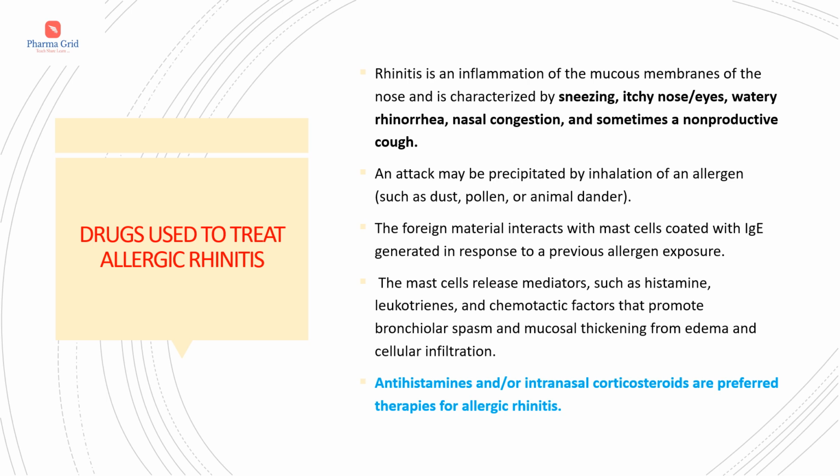An attack may be precipitated by inhalation of allergens such as dust, pollen or animal dander. The foreign material interacts with mast cells coated with immunoglobulin E generated in response to a previous allergen exposure. So the mast cells release mediators such as histamine, leukotrienes and chemotactic factors that promote bronchiolar spasm and mucosal thickening from edema and cellular infiltration. So antihistamines and/or intranasal corticosteroids are the preferred therapies for allergic rhinitis.